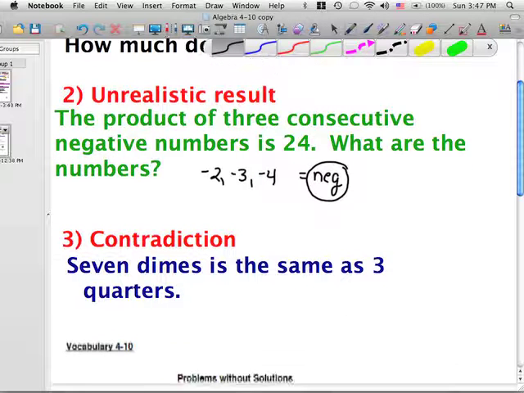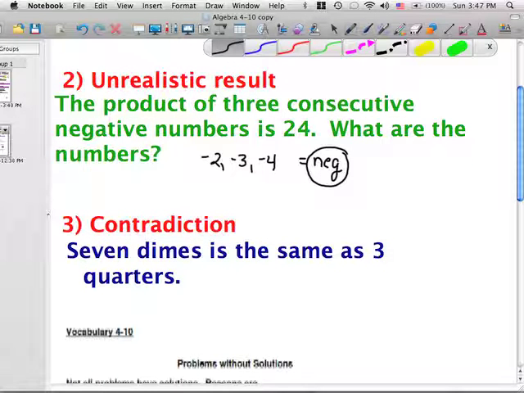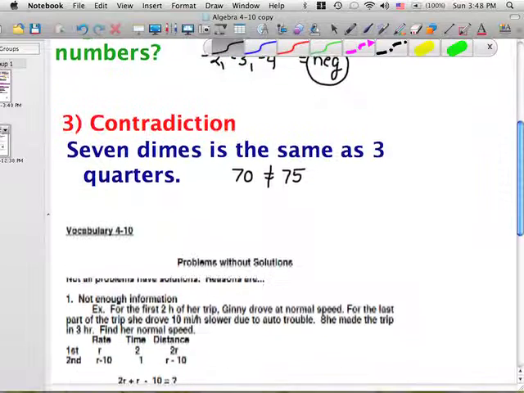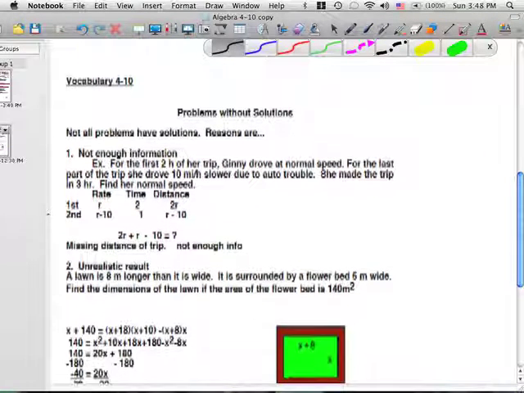And a contradiction is that you can work the problem out. However, the facts are false. So 7 dimes is the same as 3/4. 7 dimes is 70 cents, and that does not equal 75. So that's a false statement, a contradiction. So there's no solution. The second and the third examples you can work out, but your results are either unrealistic, they don't equal what you're supposed to get, or they're a contradiction. The vocabulary for 4.10 is right here.